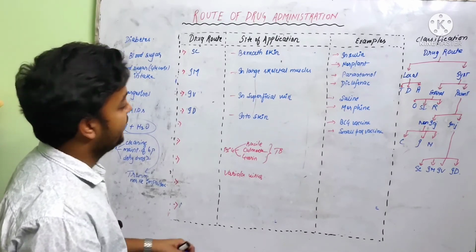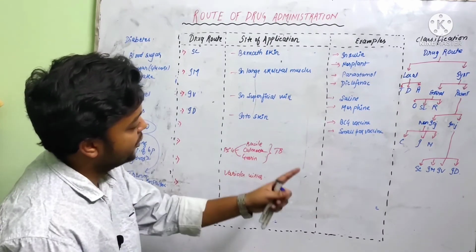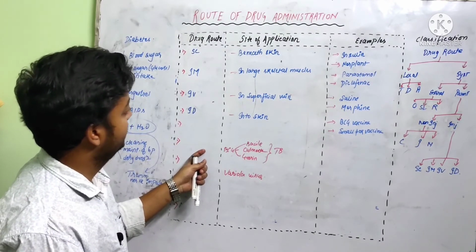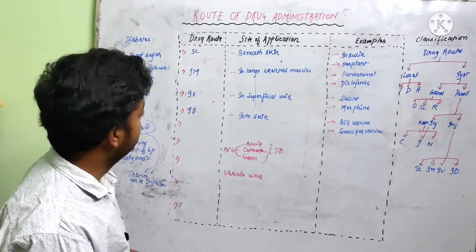Okay, so I think I have completed all the classifications and all the examples and applications. Nothing is left. Smallpox, diclofenac, no, nothing is left.